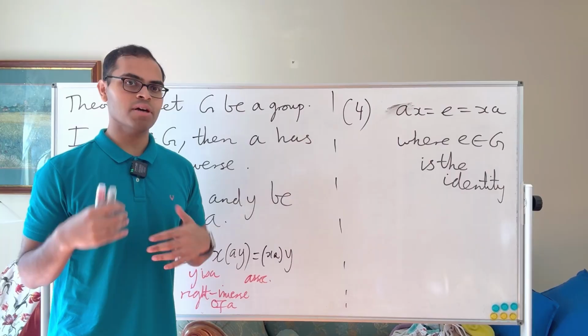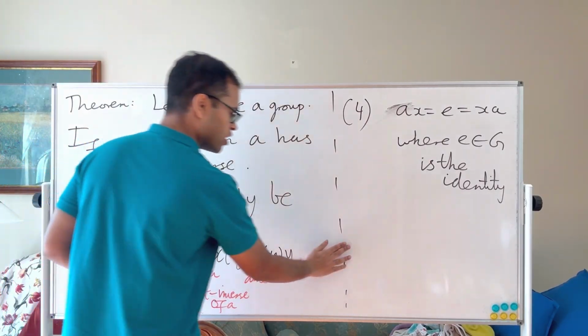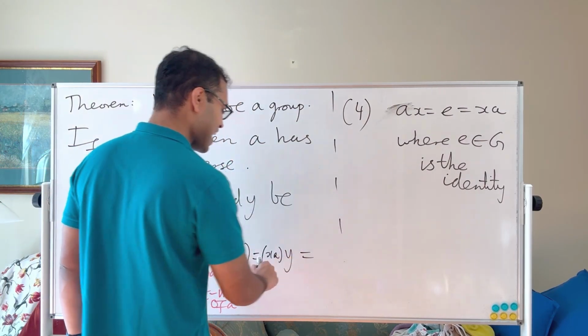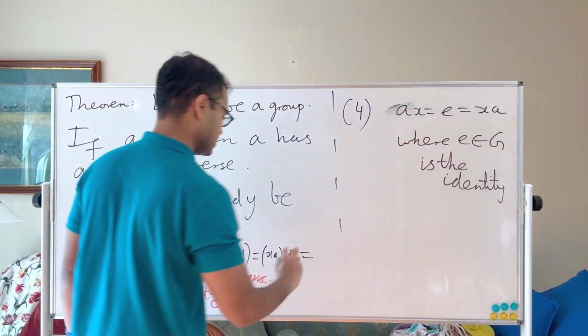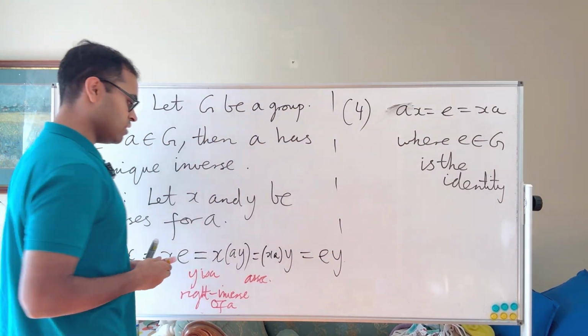So associativity comes up, we just take it for granted once we get used to it. But when we're proving things, it's important to be very precise. And here, X times A times Y, well, we know that X is a left inverse for A. Okay, we know E is equal to X times A, so this is E times Y, and that is because X is a left inverse for A.